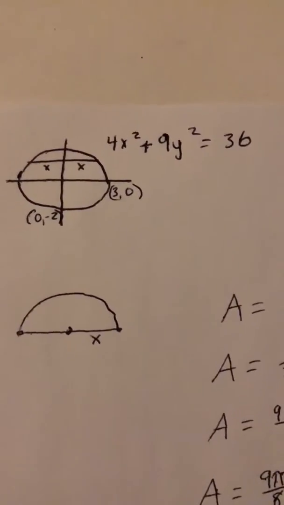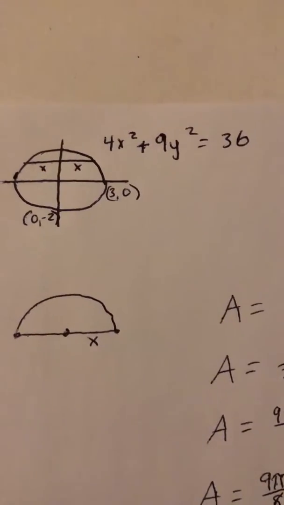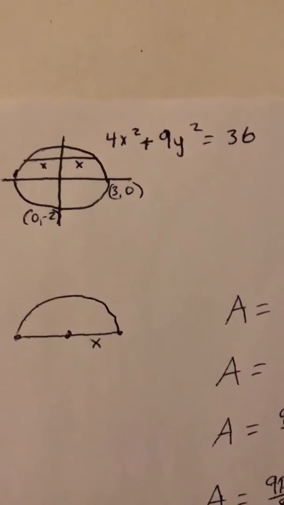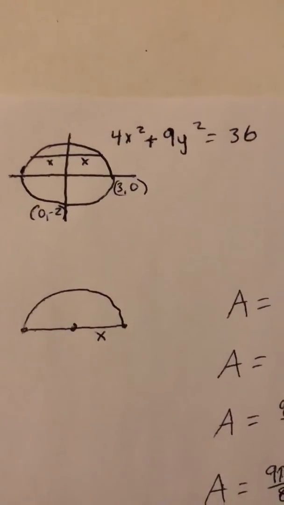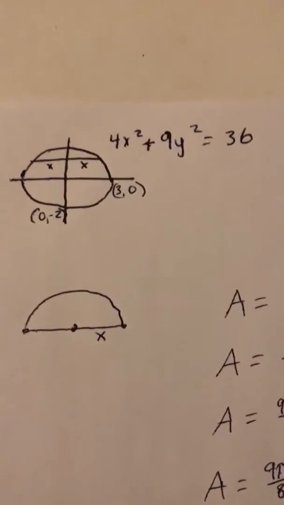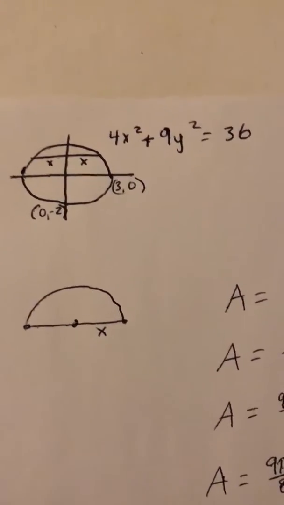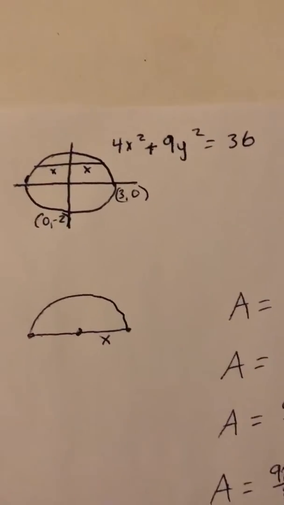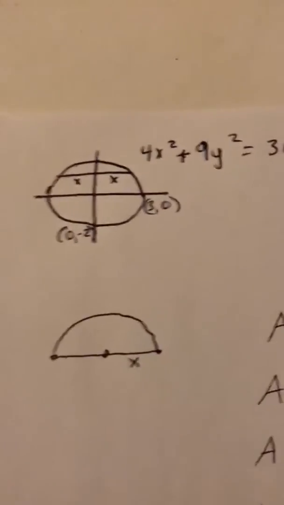Okay, this was another example from Khan Academy with an ellipse, and the cross sections were semicircles. So from the diagram here, you realize that we're perpendicular to the y-axis. So we want to solve for x, or actually x squared. We want to get everything in terms of y.